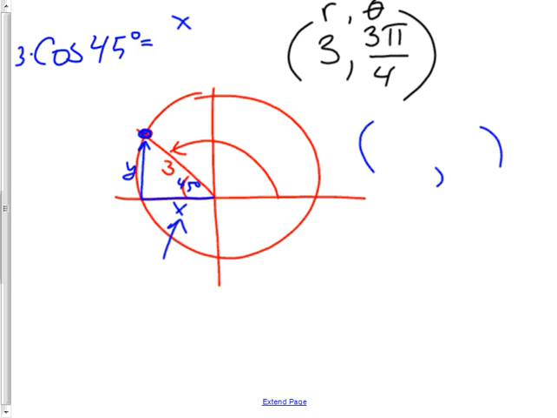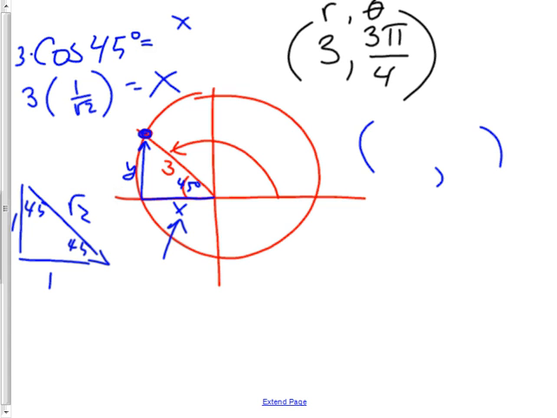Excellent. 45 is like this. Wait a minute. I should probably draw it the same way that this triangle is. 1, 1, square root of 2. Does that remind you of the 45, 45, 90? So what's cosine of 45? So this is really 3 times 1 over square root of 2. So therefore 3 over square root of 2. Raise your hand if you would have got that right.